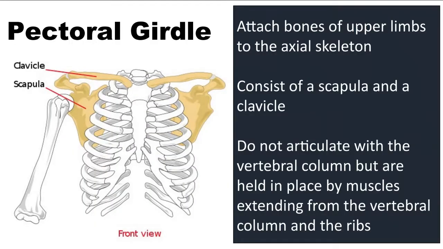The pectoral girdle attaches the bones of the upper limbs to the axial skeleton. It consists of the scapula and the clavicle. These bones do not articulate with the vertebral column, but are held in place by muscles extending from the vertebral column and the ribs. These muscles make up what is known as the rotator cuff or SITS muscles. SITS, S-I-T-S.